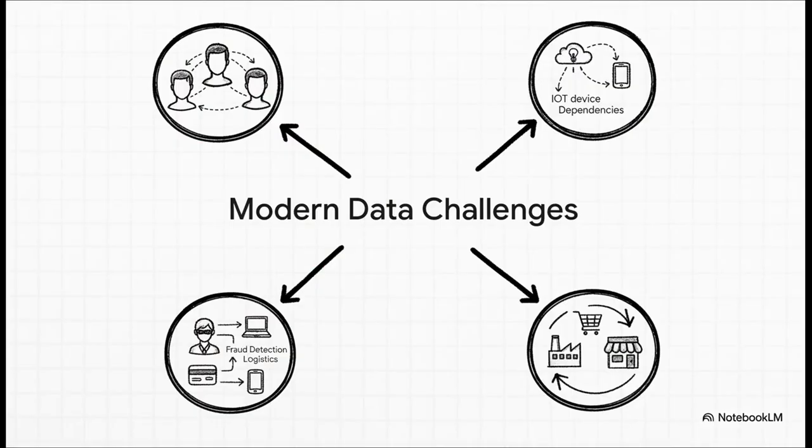And look, this isn't just some academic theory. These are the challenges that developers are facing every single day. I mean, how do you build a recommendation engine that actually knows what your friends bought? How do you spot a sophisticated fraud ring that's using a tangled web of accounts and devices? Or map out a complex IoT network? When you get right down to it, every single one of these is a relationship problem.